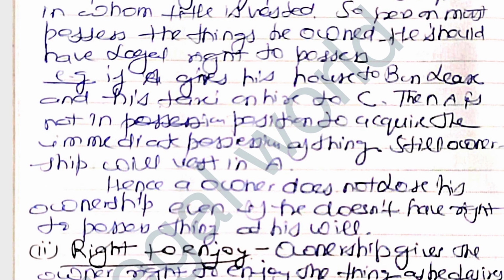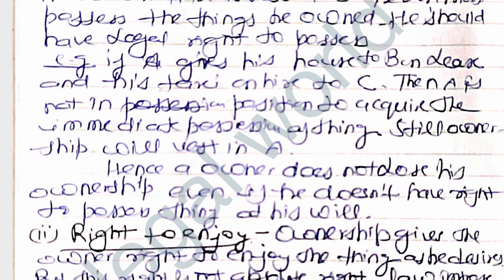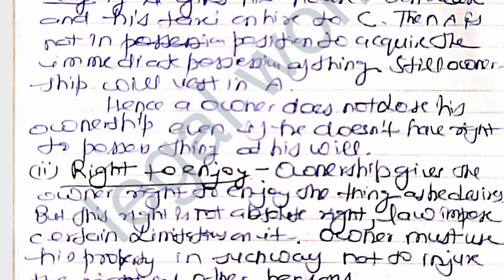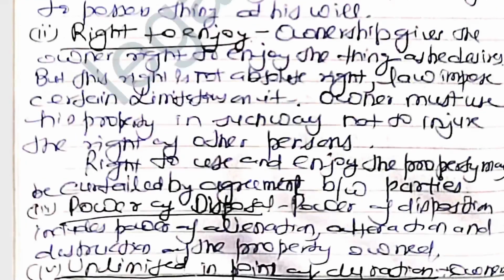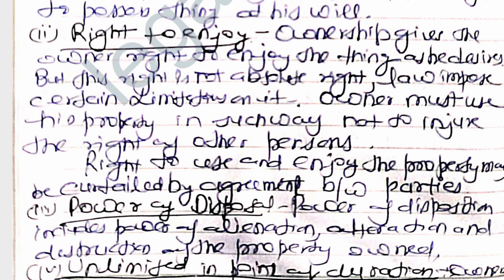For example, if A gives his house to B on lease and his taxi on hire to C, then A is not in a position to acquire immediate possession of the thing owned. Still the ownership will vest in A. Hence, an owner does not lose his ownership even if he does not have the right to possess the thing at his will.